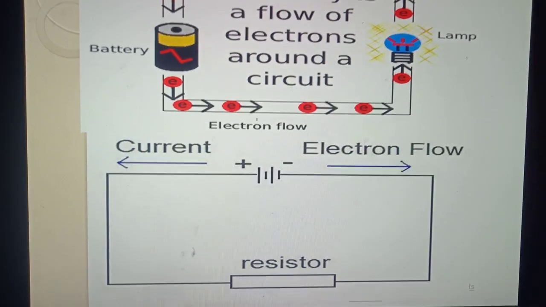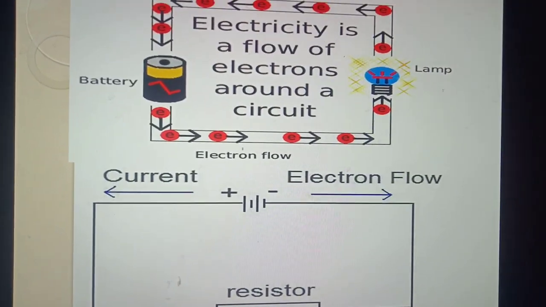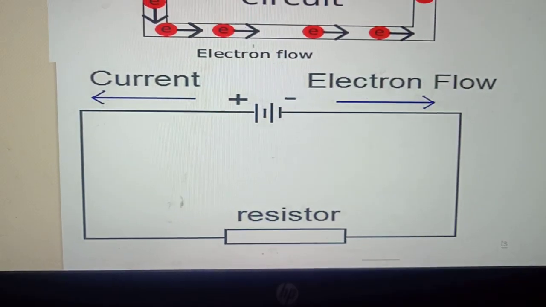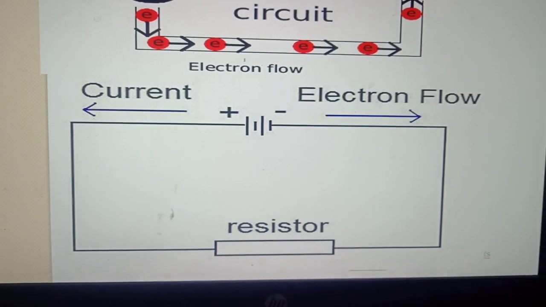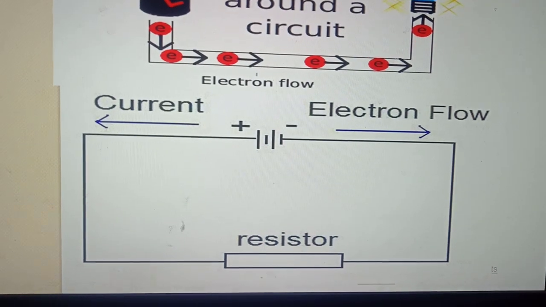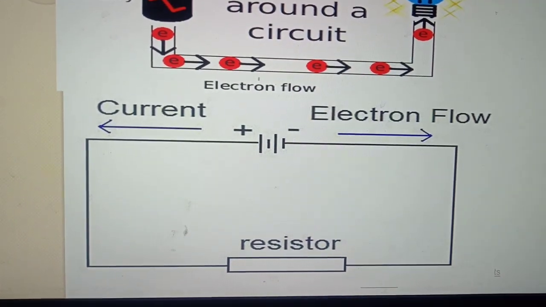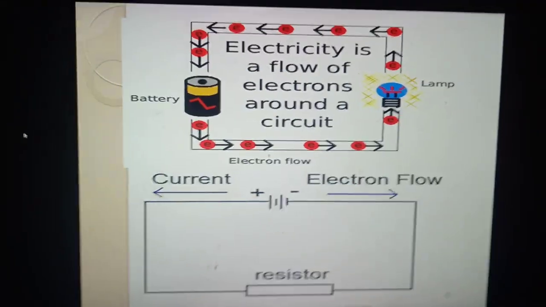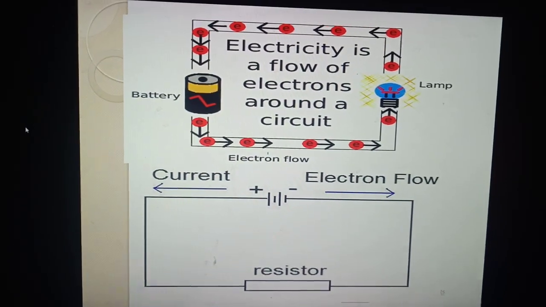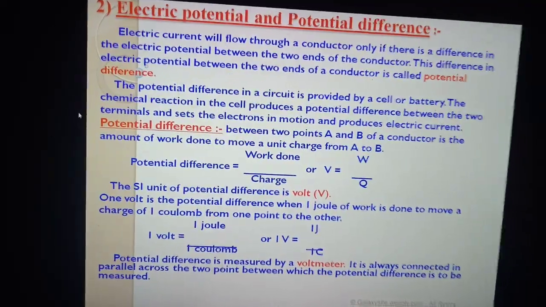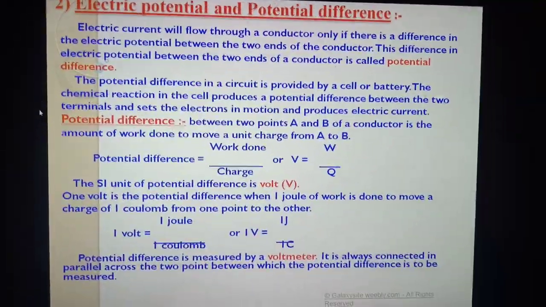This is how you can see the current flowing in the circuit. The flow of current is inversely related to the electron flow. The current always flows from the positive to the negative, while the electron always flows from the negative to the positive terminal of a cell. So the flow of electrons is always opposite to the flow of current. The next topic we are taking is electric potential or potential difference.